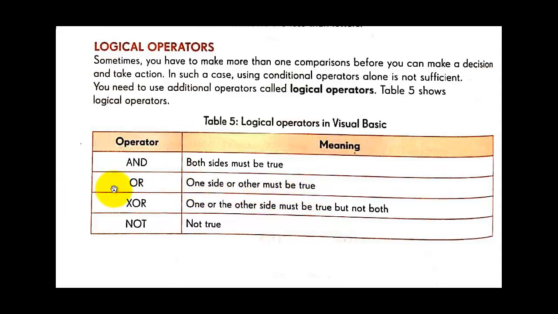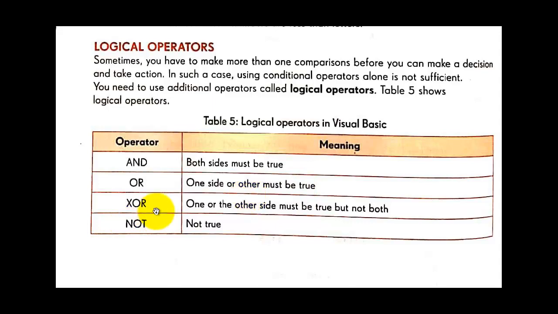That is, if condition 1 is true, then true. If condition 2 is also true, then true. If both condition 1 and condition 2 are true, then it will also return the true value. It will return the false value only when both the conditions, condition 1 and condition 2, are not satisfied. If condition 1 and condition 2 are not satisfied, then only it will return the value false.